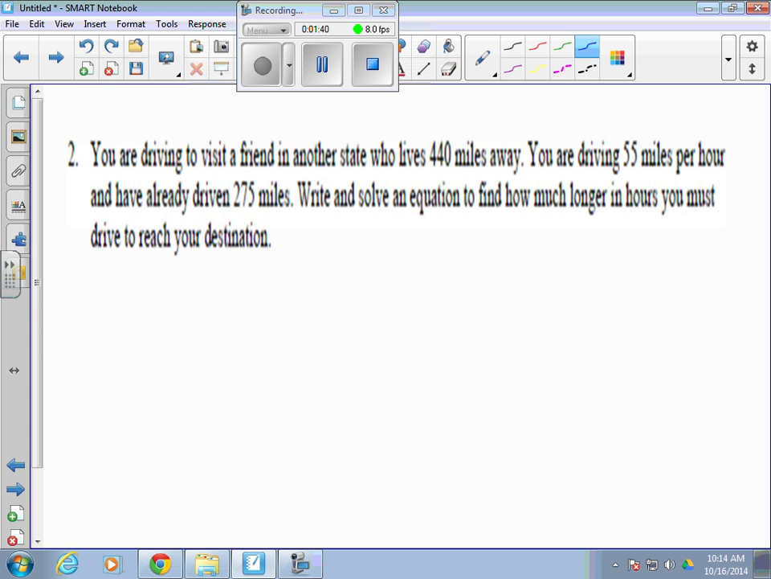Number 2, you're driving to visit a friend in another state who lives 440 miles away. You're driving 55 miles per hour and have already driven 275 miles. Write and solve an equation to find how much longer in hours you must drive to reach your destination. Distance equals rate times time.